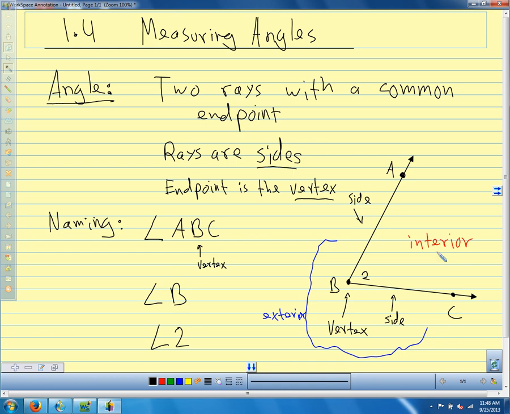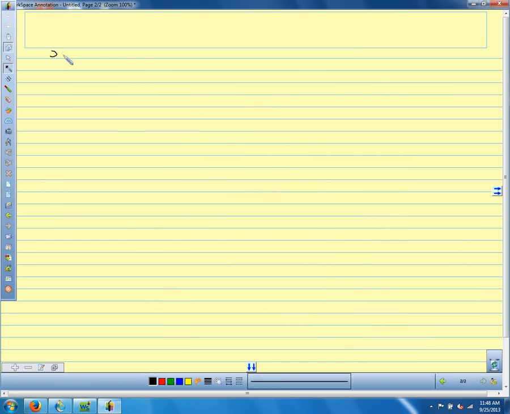So are we good with this? Our definition, so this is the only definition we're adding to our sheet. The rest is just going to be all information about angles. We're going to learn how we work a little bit with angles. So let's practice a little bit with what we just talked about.